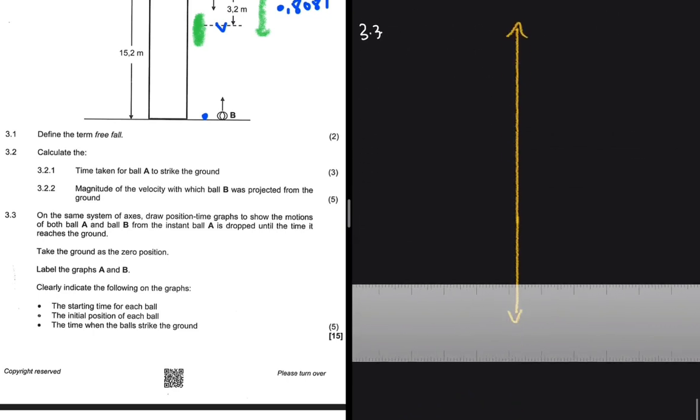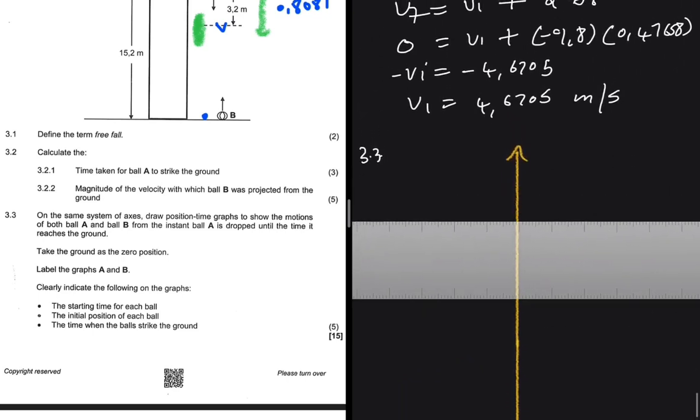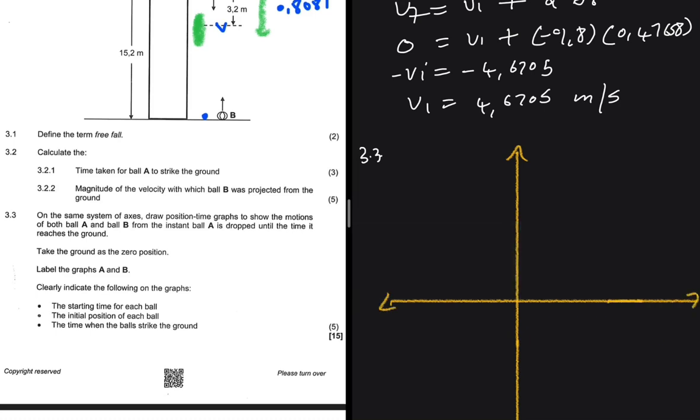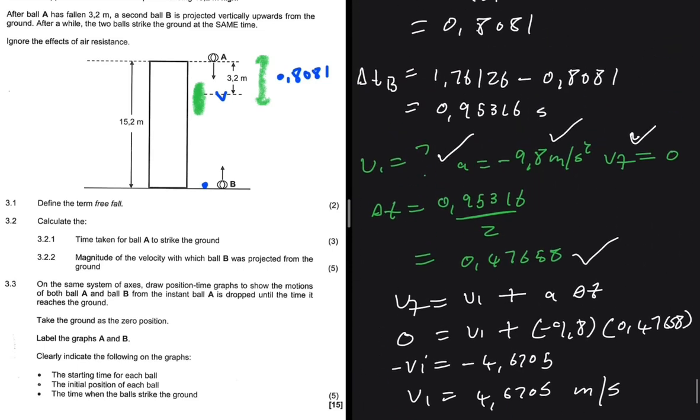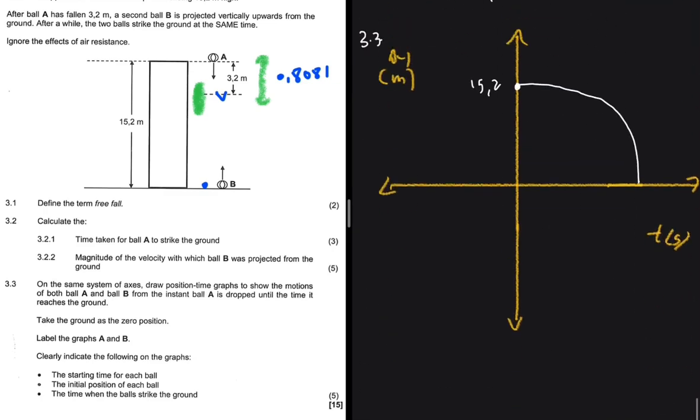Right, so the x-axis, there we go. And then obviously on the x-axis we're going to have the time in seconds, and on the y-axis we're going to have delta y in meters. Maximum height 15.2. So let's start with ball A, right? So ball A is starting from 15.2, and then it goes down until it strikes the ground. It takes 1.76 seconds for that motion. So we have 1.76 seconds.